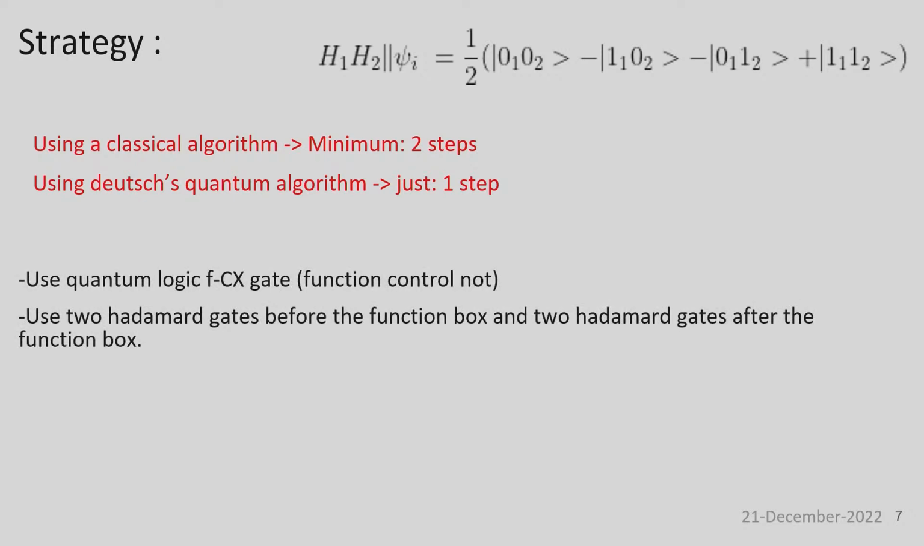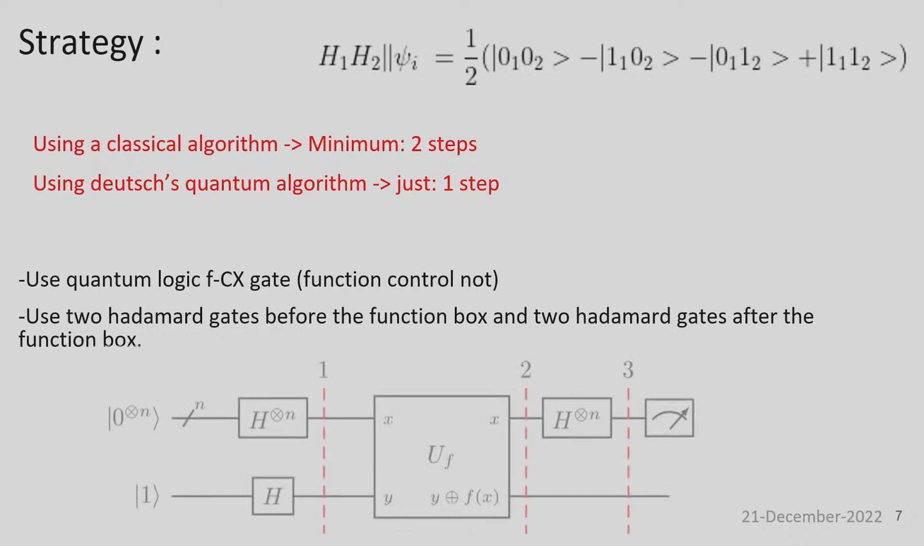How is it possible? We use 2 Hadamard gates in the starting and 2 Hadamard gates after the function box. Like I told, Hadamard gates give the superposition of the bits. So at the same time, it considers 0 0, 0 1, 1 0, 1 1. So this is how a quantum computer can solve this in 1 step, but it would take 2 steps for a classical computer to solve this.